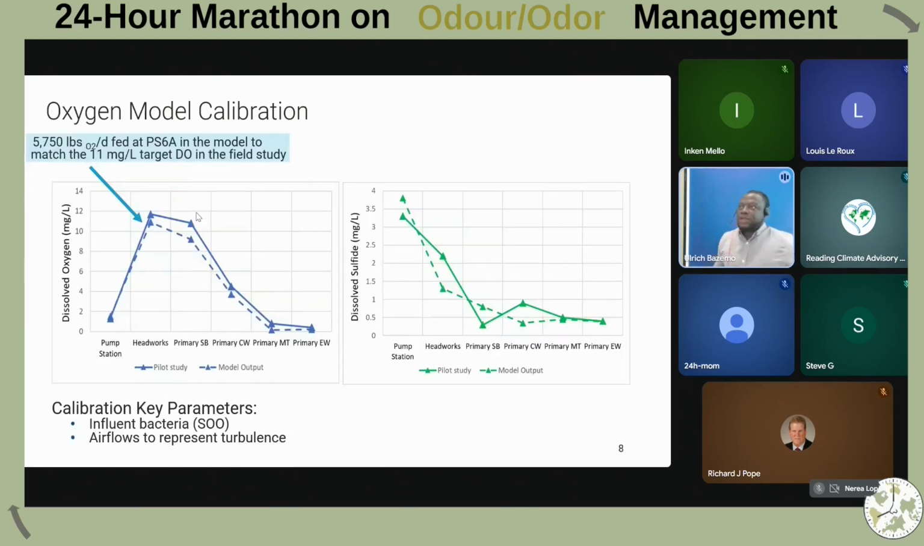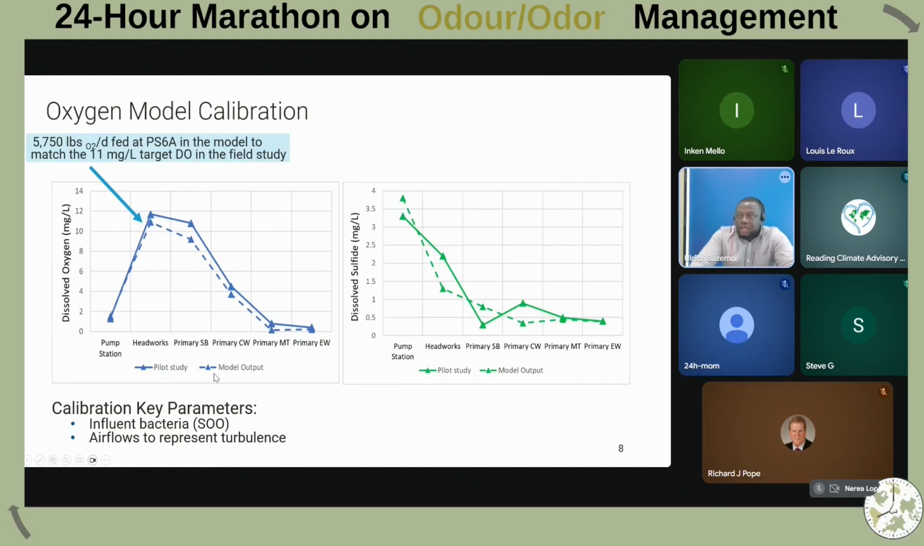All right, so this is the calibration process. To go into more detail about the oxygen injection calibration, the graph on the left is the DO profile from the pump station through the primaries. With a target DO of 11 milligrams per liter, we injected about 5,700 pounds per day. You can see the model output here, and the plain line is the pilot data.